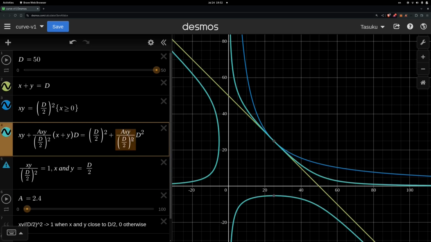So what this x times y divided by d over 2 squared is doing to this part of the equation and this part of the equation is saying that when x and y are close to d over 2, then apply this part of the equation, so apply the constant sum part of the equation. And when x and y are not in balance, then this part approaches 0, so the dominating factor of this equation becomes the constant product.